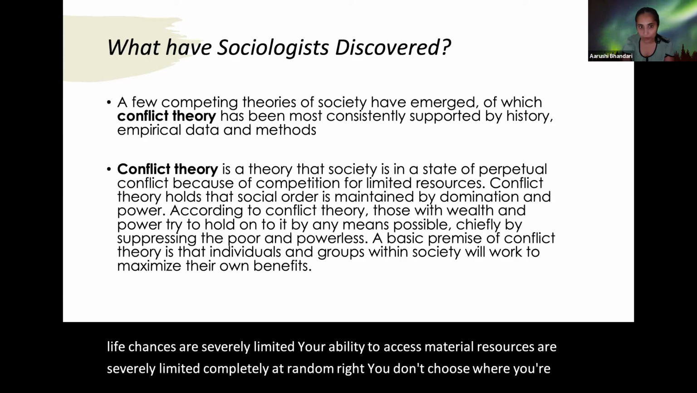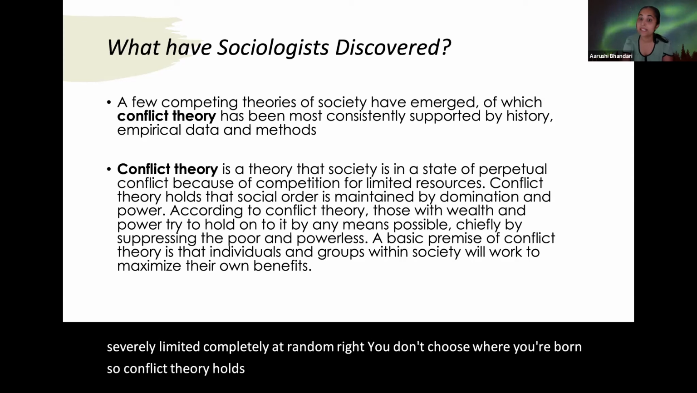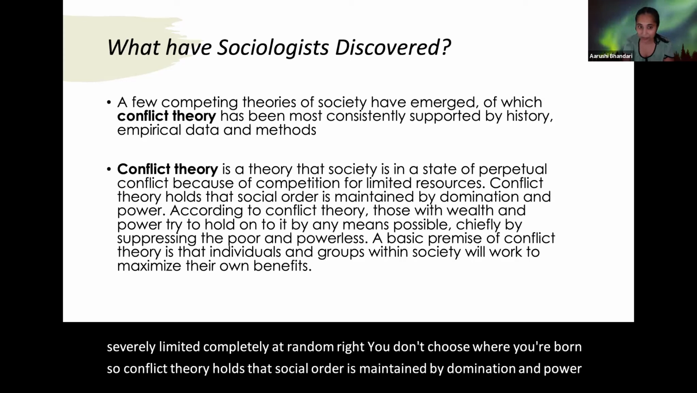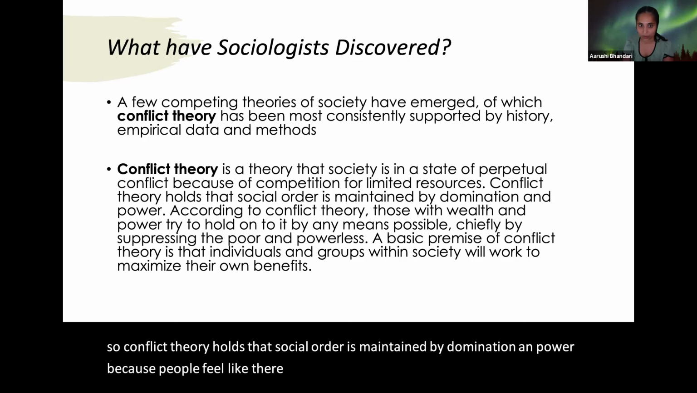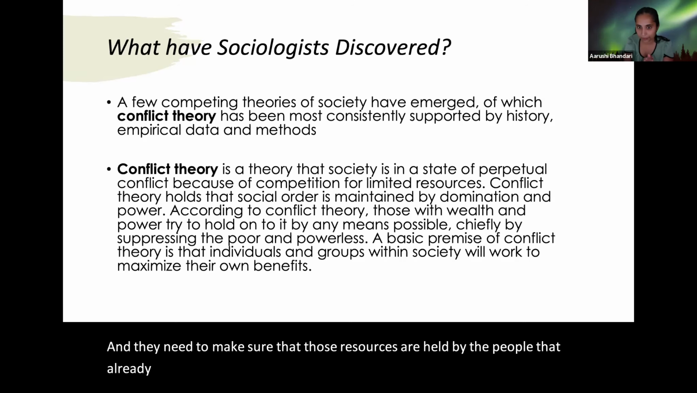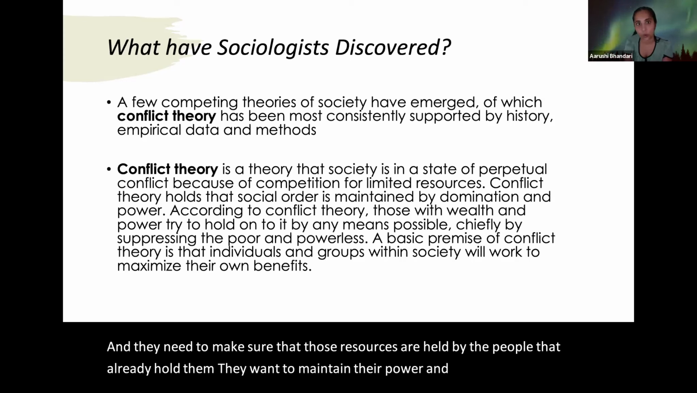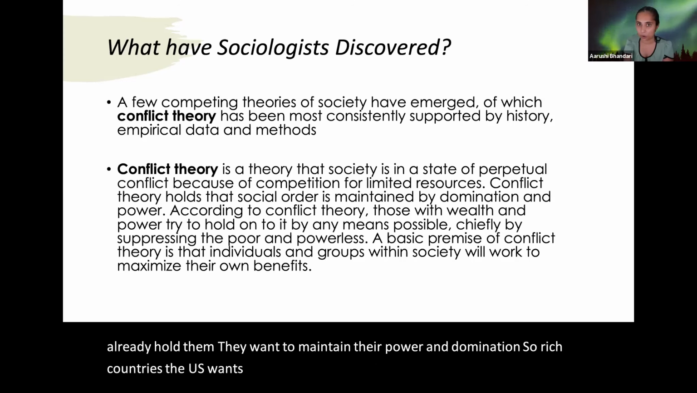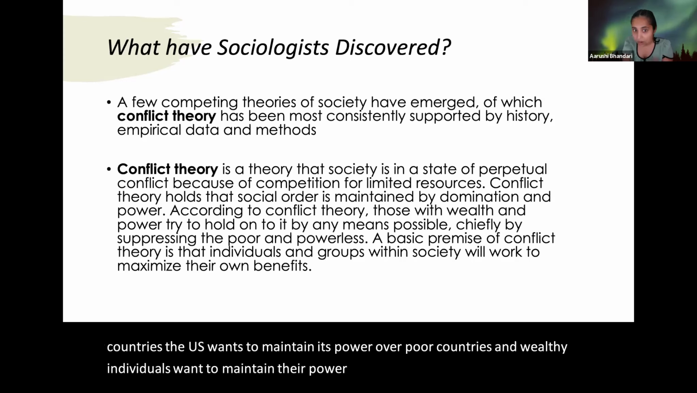So conflict theory holds that social order is maintained by domination and power, because people feel like there are limited resources and they need to make sure that those resources are held by the people that already hold them. They want to maintain their power and domination. So rich countries, the US wants to maintain its power over poor countries, and wealthy individuals want to maintain their power over poorer individuals by controlling the social order.